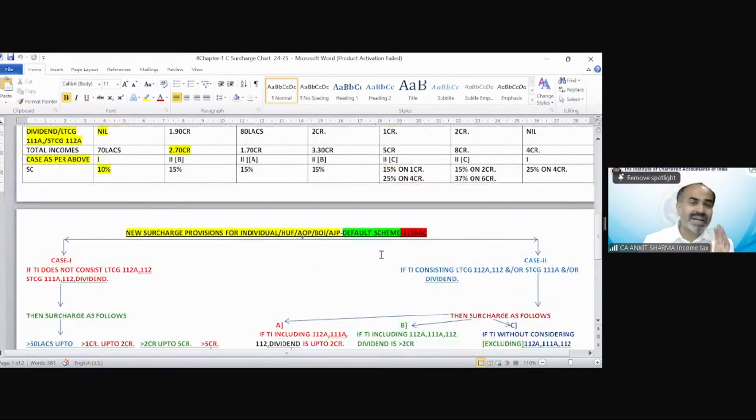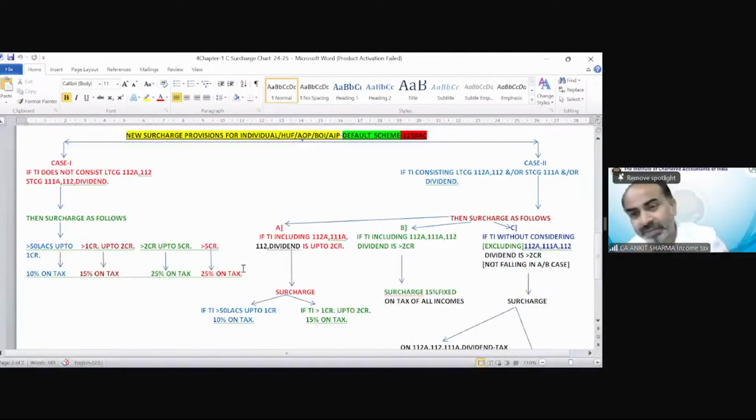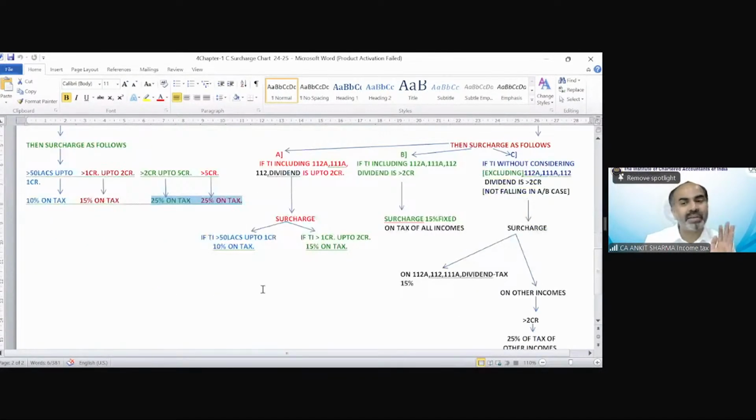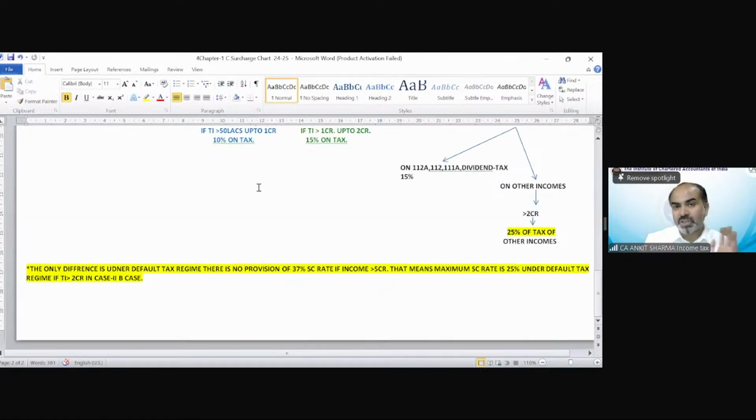Now the default tax regime and the normal optional tax regime have only one difference: under the default tax regime, there is no 37% category of surcharge rate. So even if your income exceeds 5 CR or 2 CR, the surcharge rate would remain 25%. Even in this case, it does not matter whether it's exceeding 2 CR or 5 CR, the surcharge rate would remain 25%. Clear? So that was the surcharge provision.